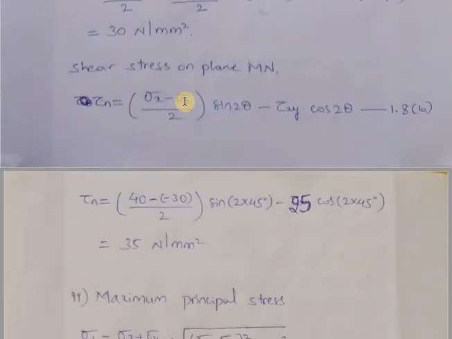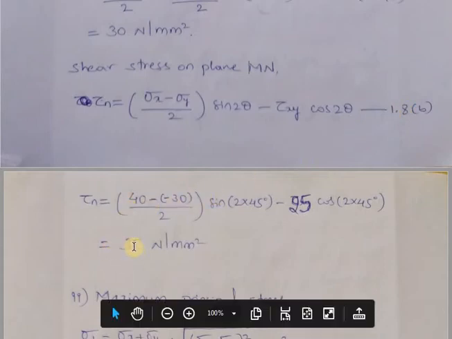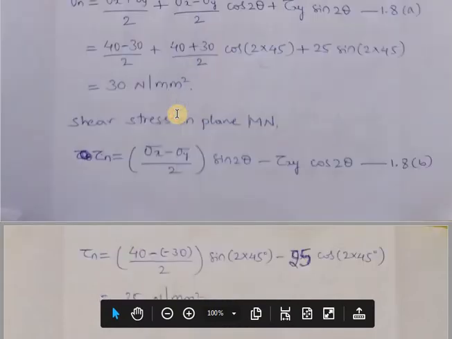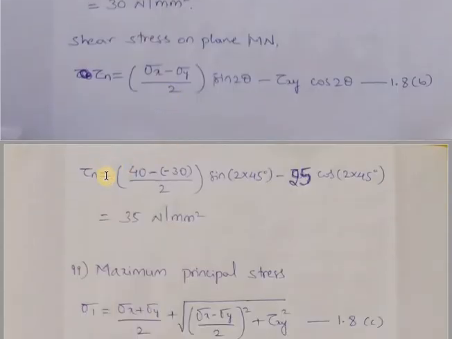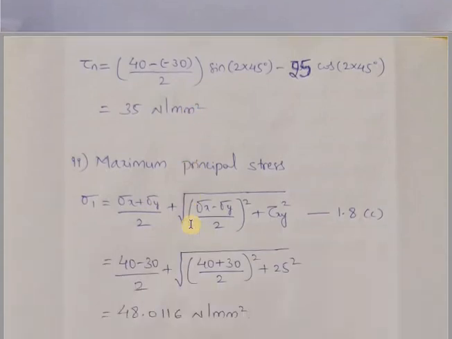So substituting the values of sigma x and sigma y in the equation 1.8b, we get the shear stress on the plane MN, which is 35 Newton per mm square. So these are the normal and tangential stresses acting on the plane MN. Sigma n is known as the normal stress acting on the plane, and tau n is known as the tangential stress which is acting on the plane. Next we have principal stress and the direction.